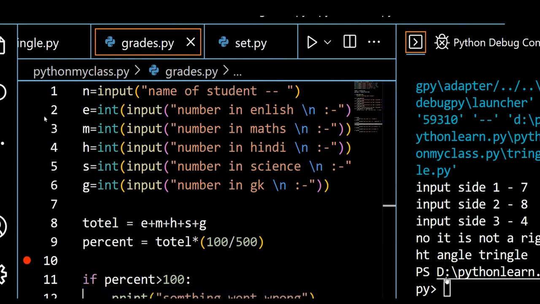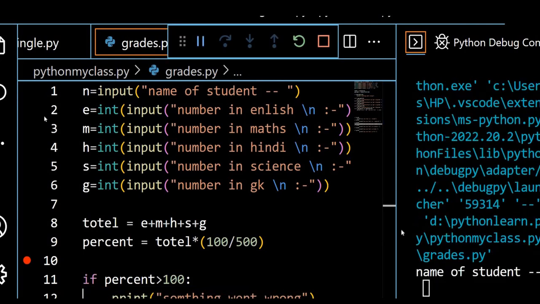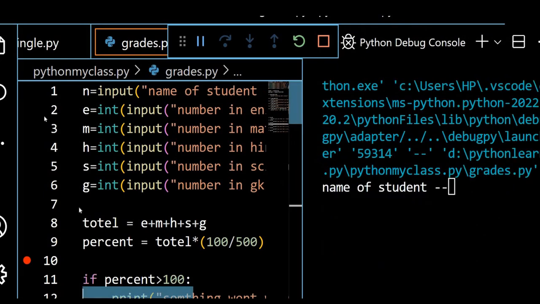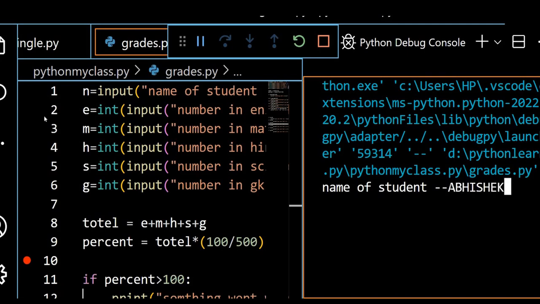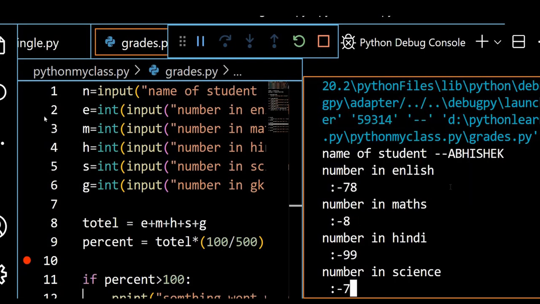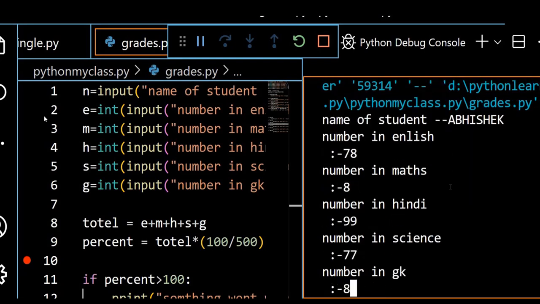Let me run this program for you guys. This program is asking for the name of the student. So the name is Abhishek. Next it is asking for the marks in English. In English he got 78, in maths he got only 8, and in Hindi he got 99. In science he got 77, and in GK he got 88.